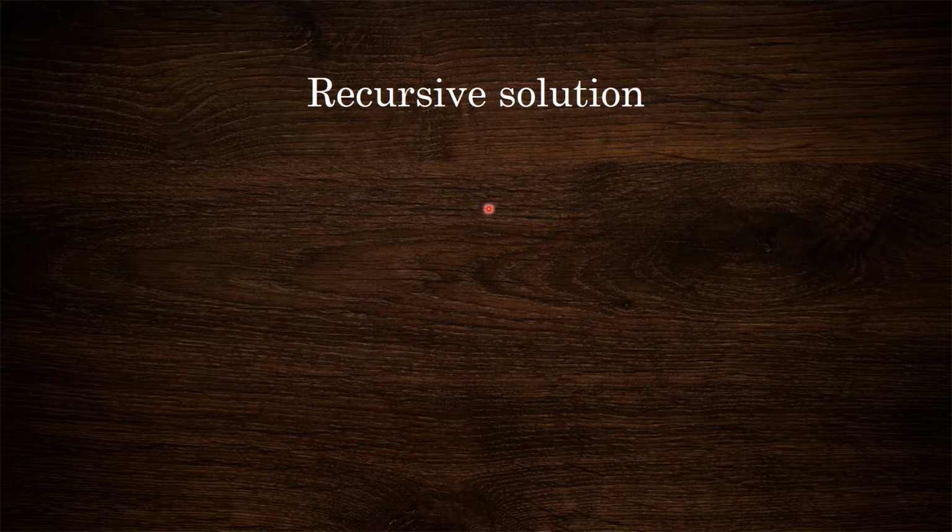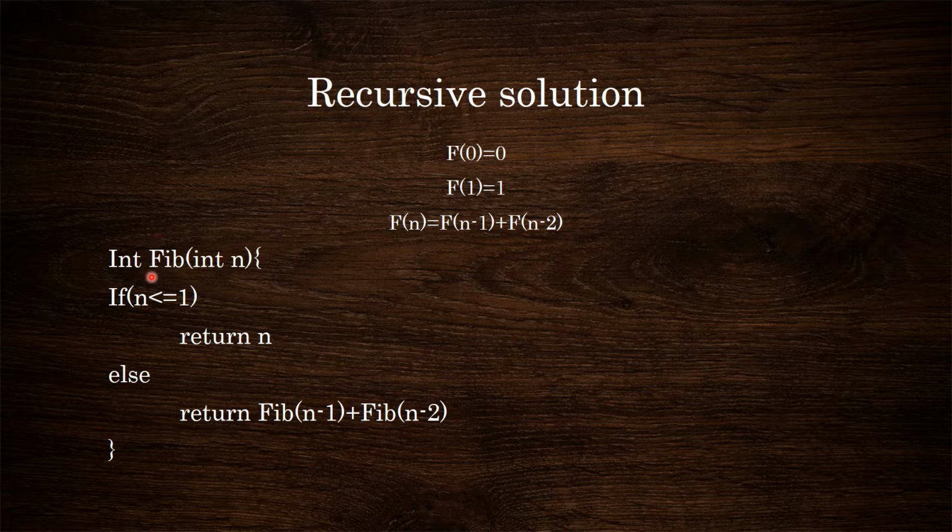We can always solve this problem recursively. In this recursive Fibonacci function, we have Fibonacci of 0 and Fibonacci of 1 as the base case, and if n is less than or equal to 1, we will return n, or else we will calculate the Fibonacci of the previous two numbers recursively, and this is how we will get the recursive solution.